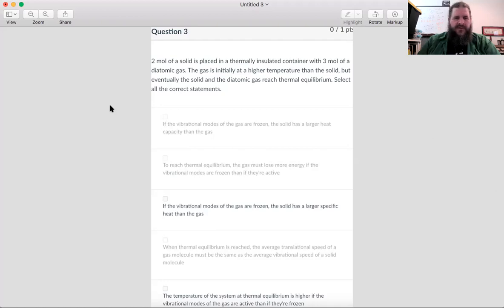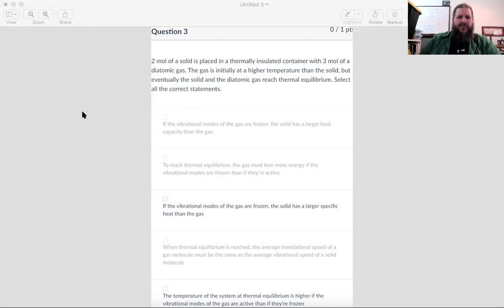So we want to find which statements are correct from all these statements. That's always a tricky way to phrase a question. Well, let's look at what we know first and then see if we can figure out whether each of these statements makes sense one at a time.